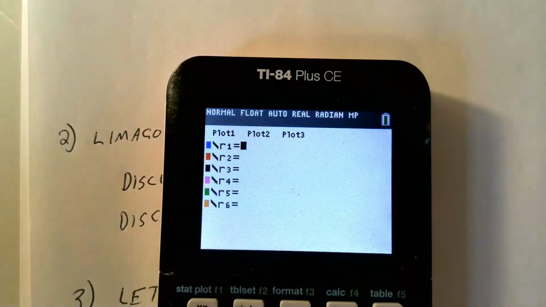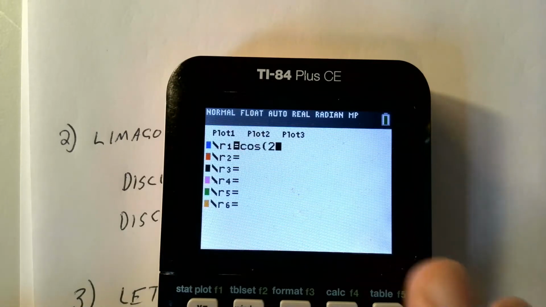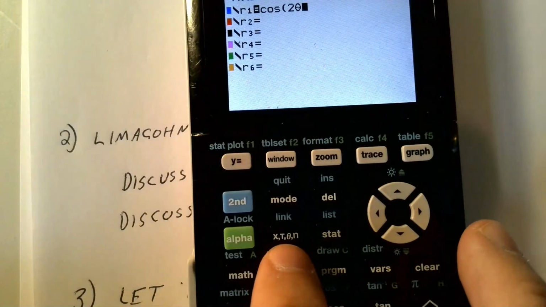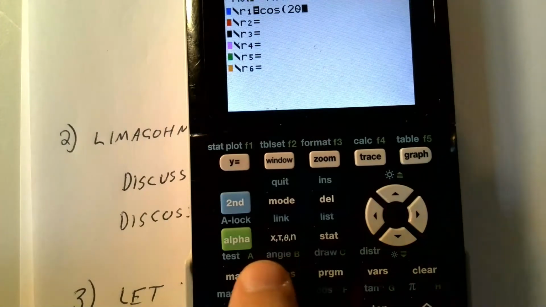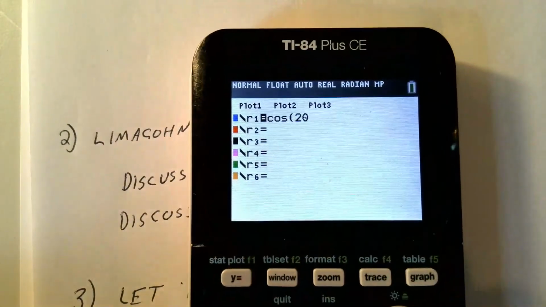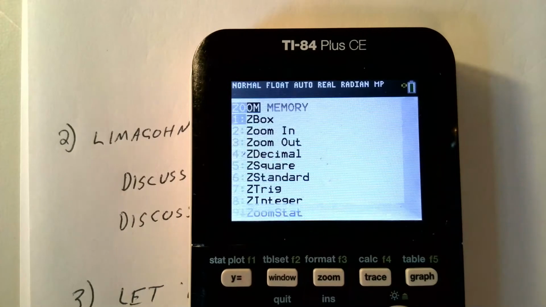And basically we're going to put some different stuff in here. So we're going to start off with this one, and we're just going to do cosine of 2 theta. And you can see when you hit the X,T,theta,n button right here, that theta will show up. You can see x is for functions, t is for parametrics, theta is for polars, and then n is for sequentials, which we will not get to in this class. I'm going to close parentheses on this, and I'm going to go ahead and hit zoom 6.